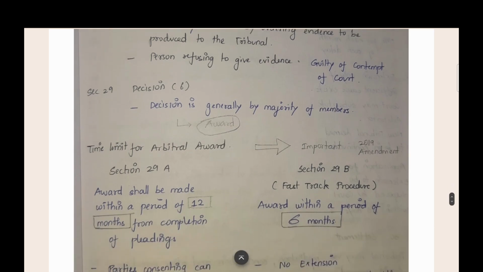The next section is section 29, decision. Whenever there is an arbitration decision, it will be taken by a majority of members. For example, there are 3 arbitrators. For the majority decision, the decision of 2 arbitrators will be taken into account. The one arbitrator who gave an opposite decision, it will not be taken. The majority decision will be given as an arbitral award.